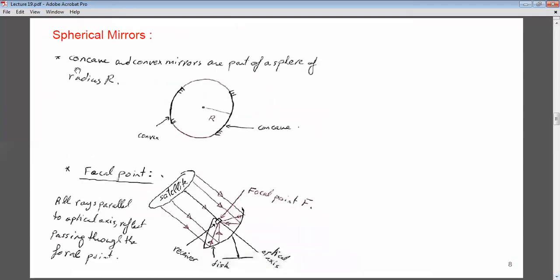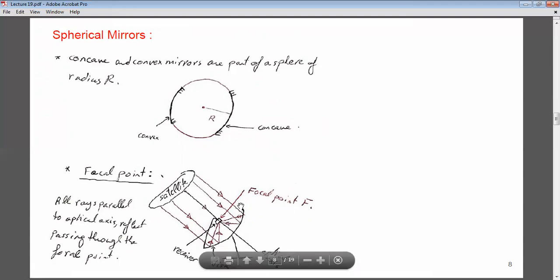Now, spherical mirrors are concave and convex mirrors. What are concave and convex mirrors? They are part of a sphere of radius R. This part over here is convex, and this part over here is concave. Any concave or convex mirror has a focal point.